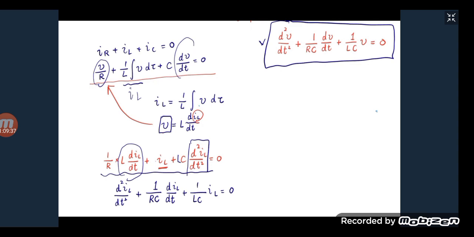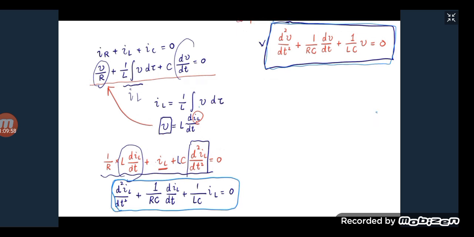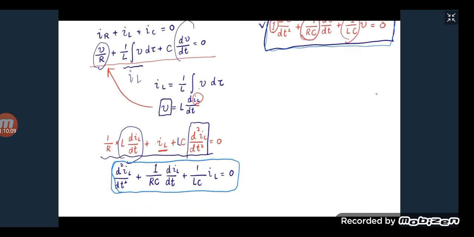Okay, so you can see that the differential equation for IL is this, and then if we use V, the differential equation is this, and the two are both homogeneous equations. And we can see that the coefficients are the same. The coefficient is 1 over RC, 1 over LC. And here is also 1 over RC, 1 over LC.